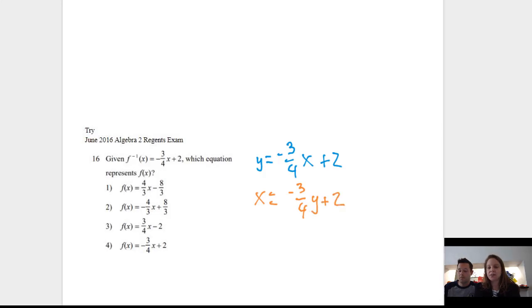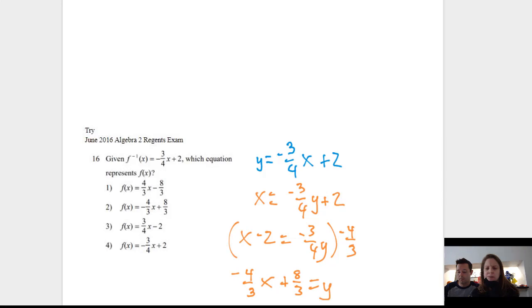And solve for y. So subtract 2 from both sides, and then multiply both sides by negative 4/3. Let's actually distribute that. Okay, so it's going to be negative 4/3 x plus 8/3 equals y, which is number 2.